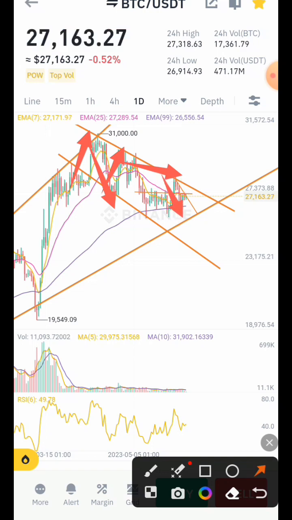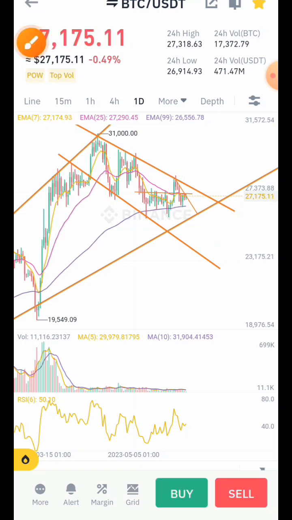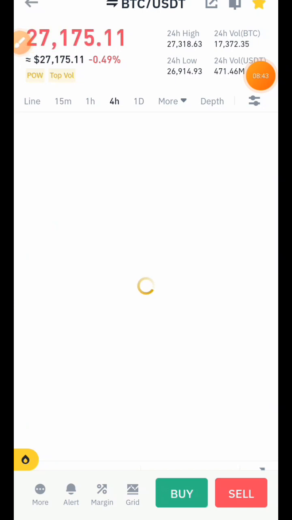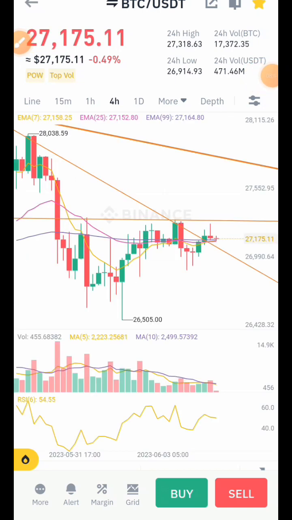Ooh, we are looking at the 4-hour time frame. You can see what is happening here. We are about to break this line here. We are about to break. Okay, let me show you guys so that you know we are about to break this zone here, right? So let me zoom in. Immediately we confirm this breakout here.